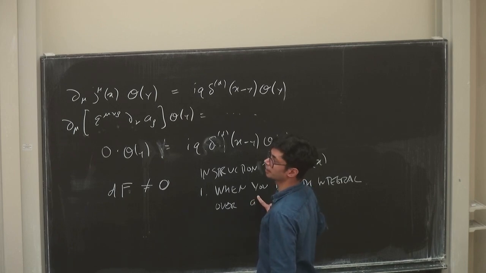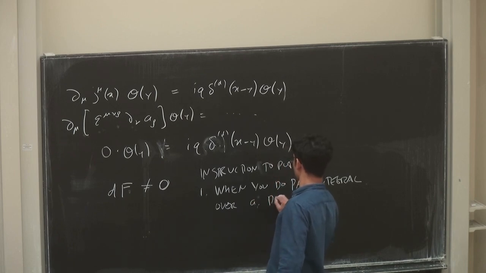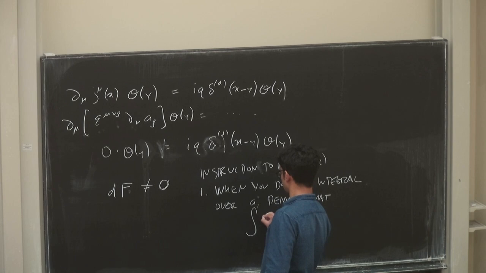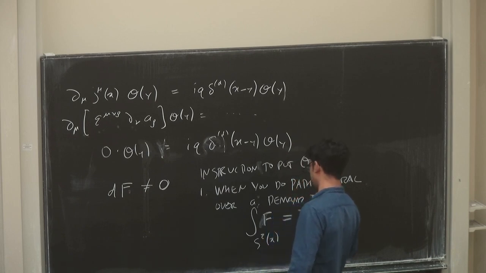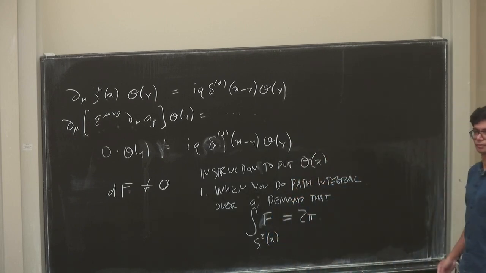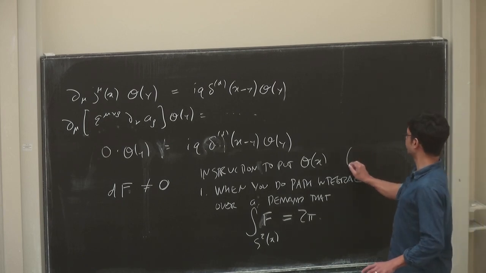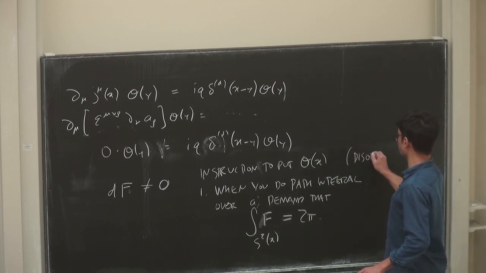Demand that the integral of F over every S2 wrapping the point x equals 2 pi. This is a bit weird. This defines what's called a disorder operator.